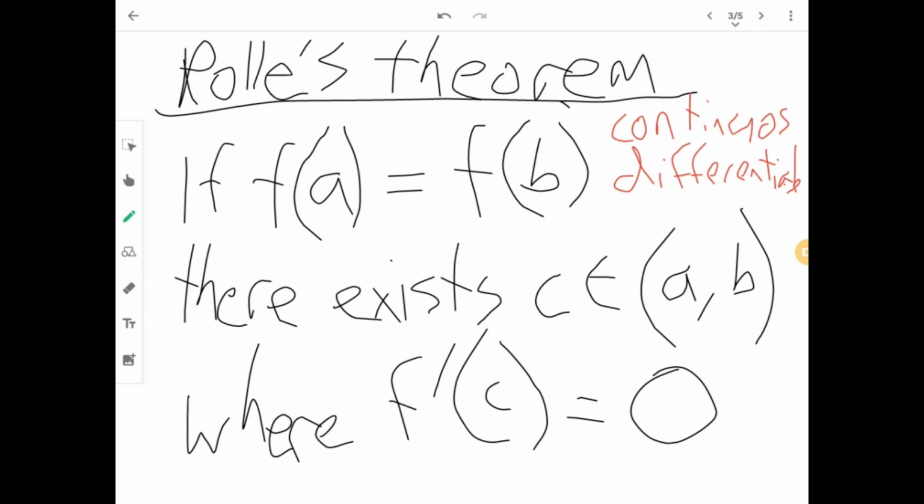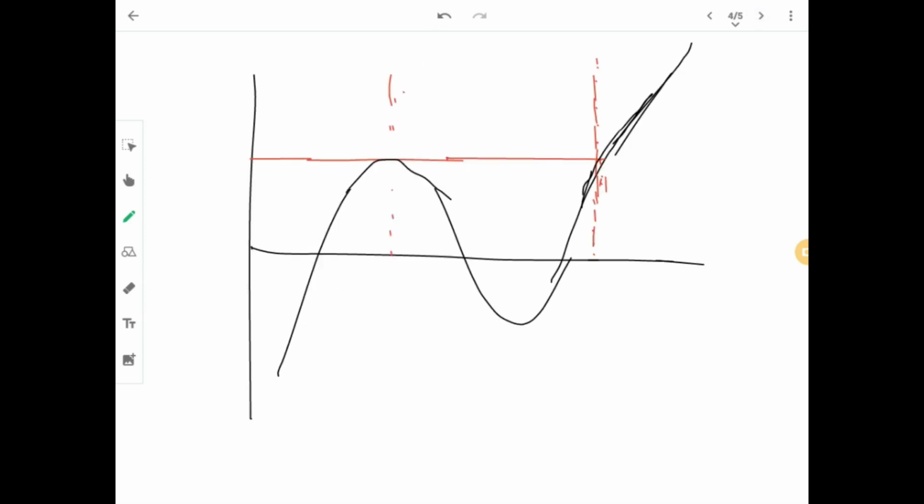Now the next thing is Rolle's theorem, where if f of a equals f of b, there exists c in between a and b, where f prime of c equals 0. So c is a local maximum or a local minimum or a saddle point at that point. So it has to be continuous and differentiable. So if you go over here, you can see why.